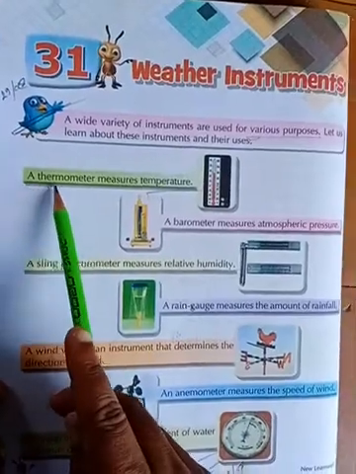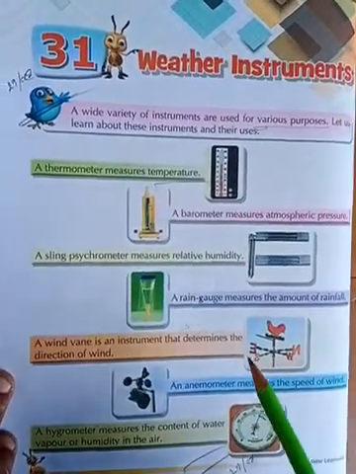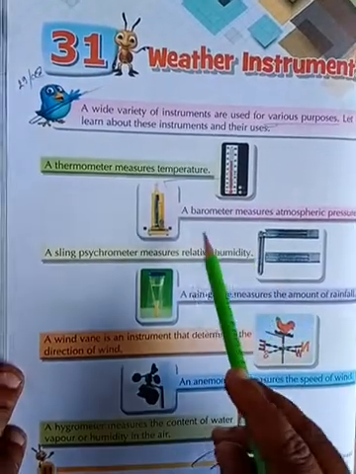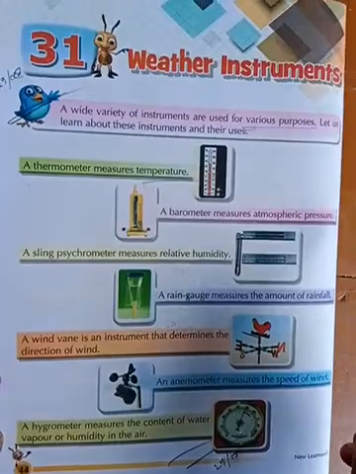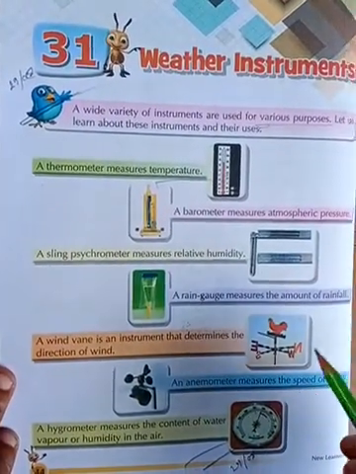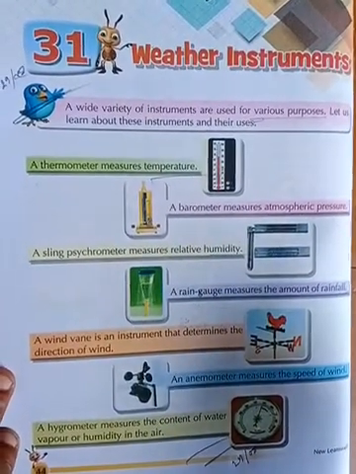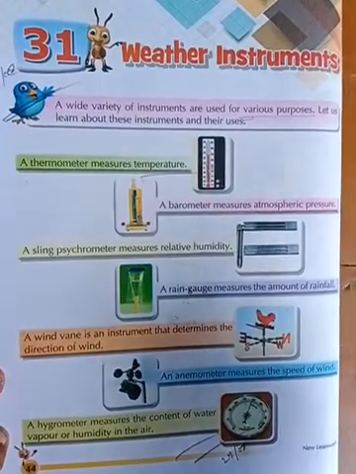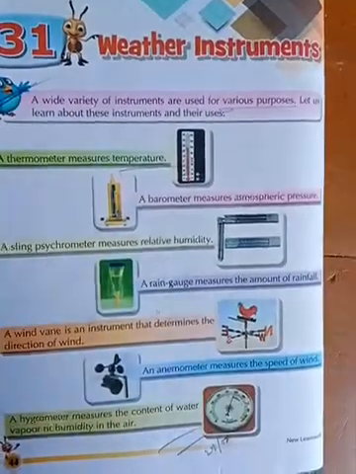First one, a thermometer measures the temperature. That means a thermometer can measure the temperature, and a barometer measures atmospheric pressure. Barometer measures which one? Barometer measures the atmospheric pressure. Okay, by the barometer we can measure the atmospheric pressure.